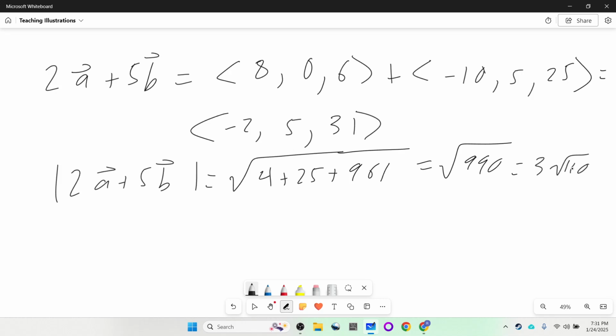So it's just a lot of brute force calculation. The quiz on Monday will probably be something like this. Just calculate a sum of vectors and some lengths.